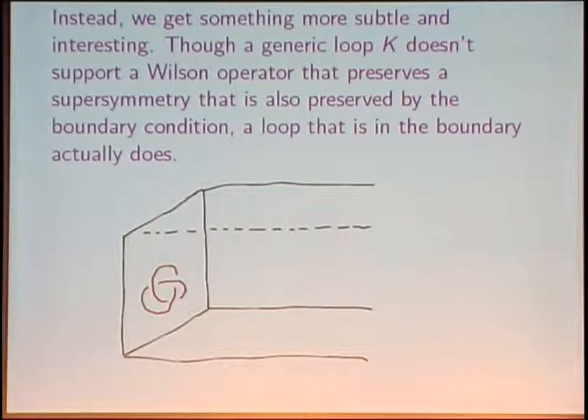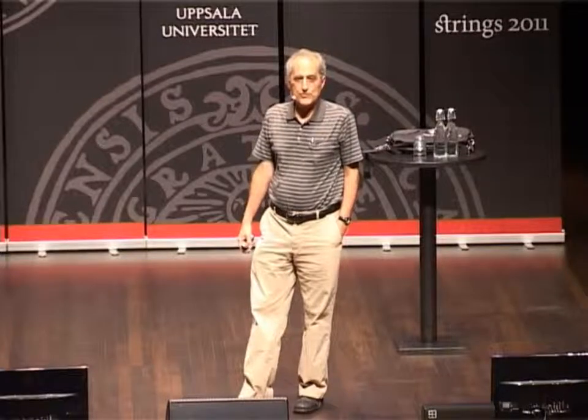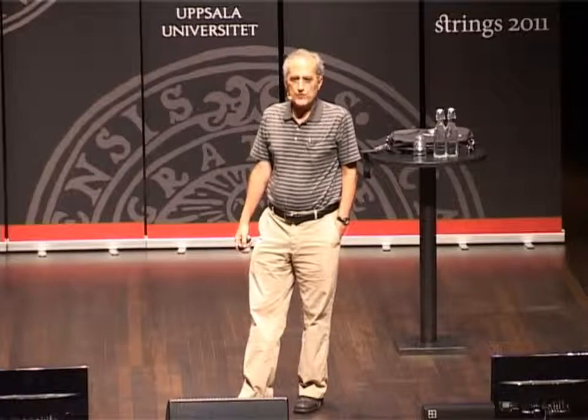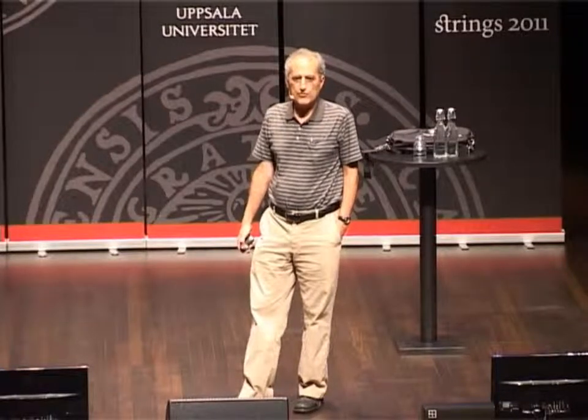This rectangle on the left is meant to be the boundary. This is the half-line direction. So if you like, this is R3 and this is the R plus direction. I'm not sure if the perspective is clear, but the knot here is meant to be in the boundary. And precisely if the knot is in the boundary, you can construct a supersymmetric Wilson operator for that knot that preserves a supersymmetry that's also preserved by the boundary condition.